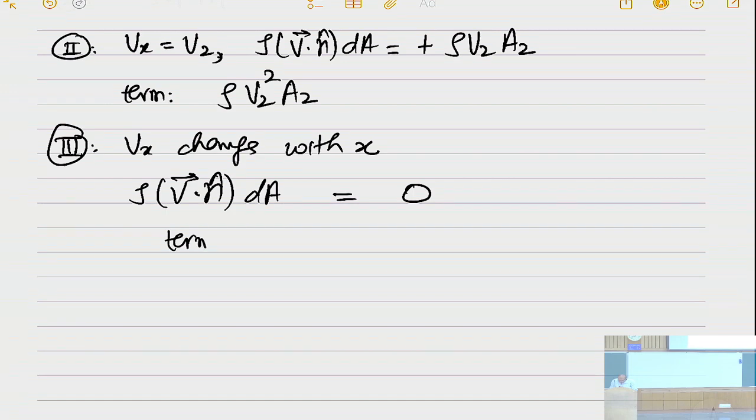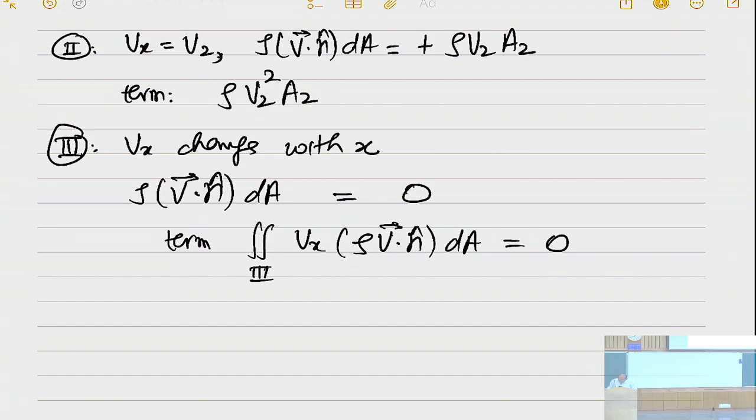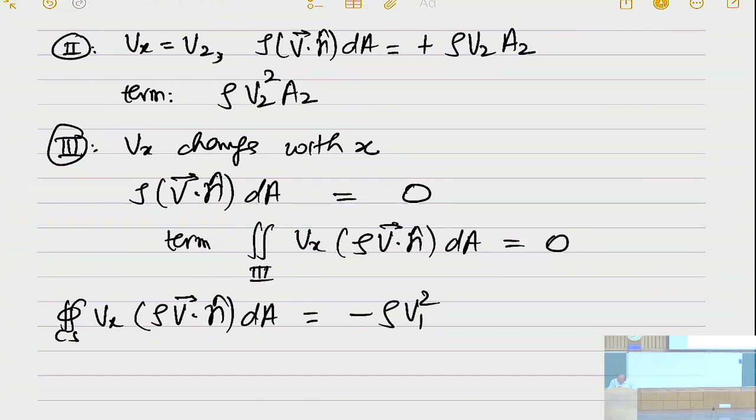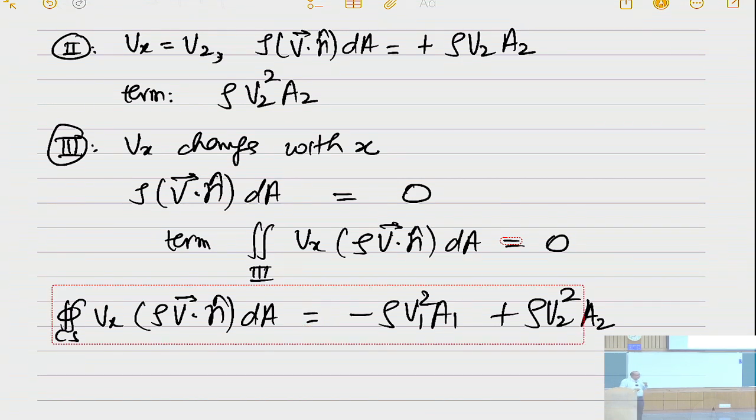And so therefore the integral on the control surface of Vx rho V dot n dA is equal to minus rho V1 square A1. But in most of these problems, both V1 and V2 will not be given. You will be given only either V1 or V2.